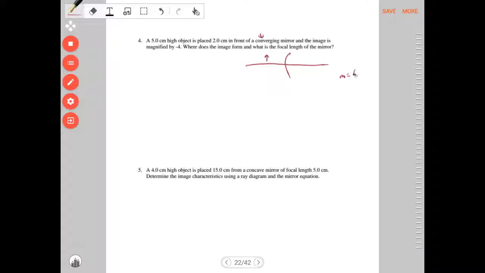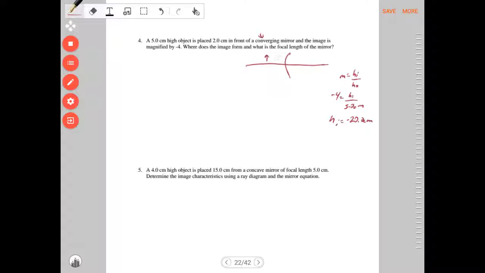Magnification is HI over HO. So if I know that my magnification is -4, and I know my object height, my HO, is 5.0, that means my image height is going to be -20.0 centimeters. So that means it's upside down, and it's 20 centimeters tall.